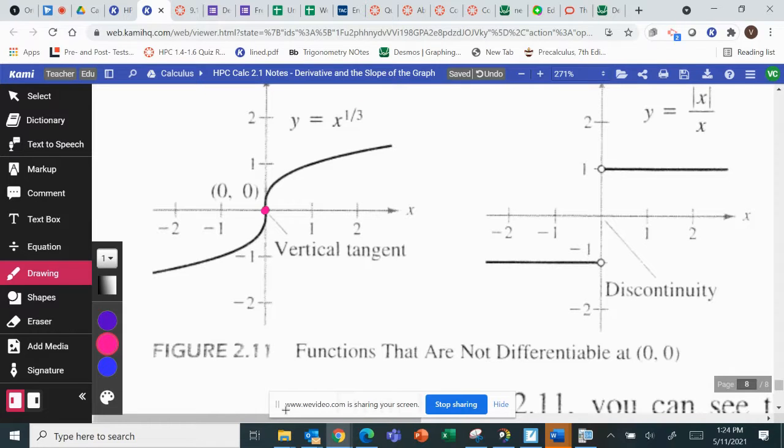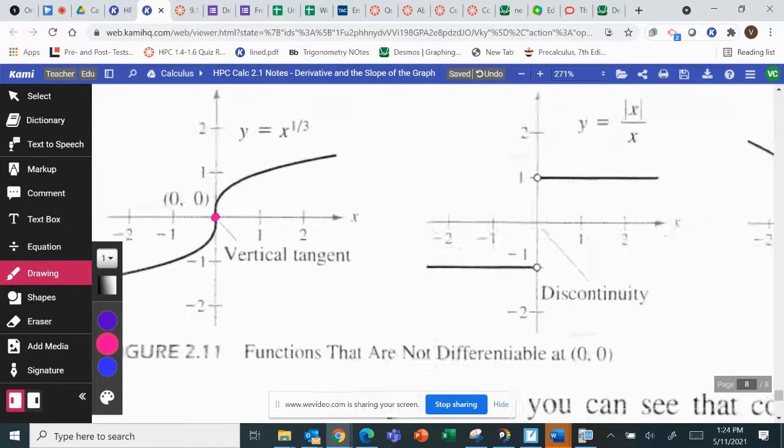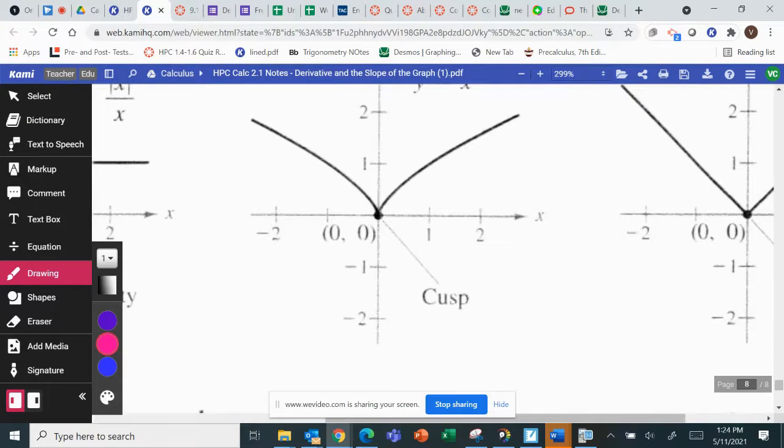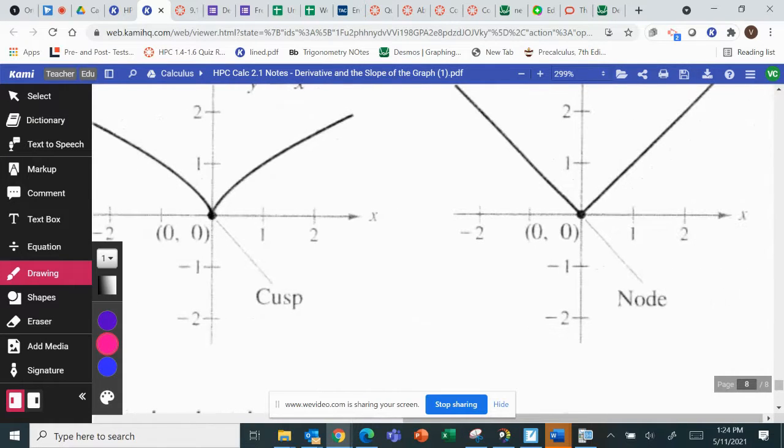Here, on the second one, there's a discontinuity where the graph breaks. We cannot find the slope of the line right there because it's broken. So that is not differentiable at x equals 0. This example is called a cusp, where it rounds into a point. It is not differentiable on a cusp, and it is not differentiable on a node, like the vertex of an absolute value. So there are 4 examples where it is not differentiable.